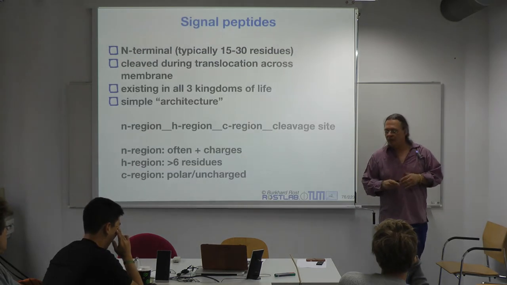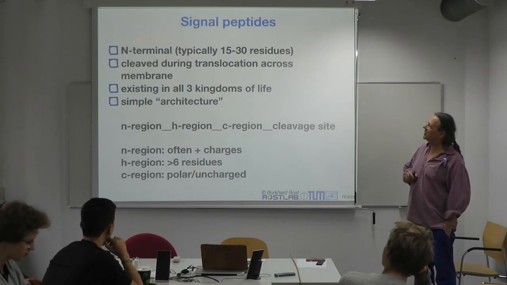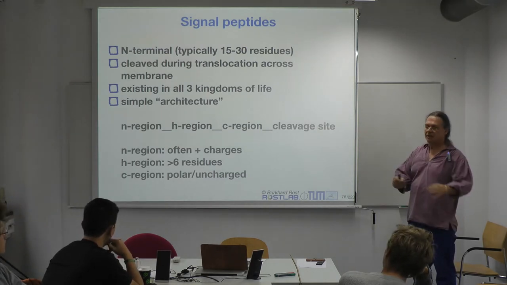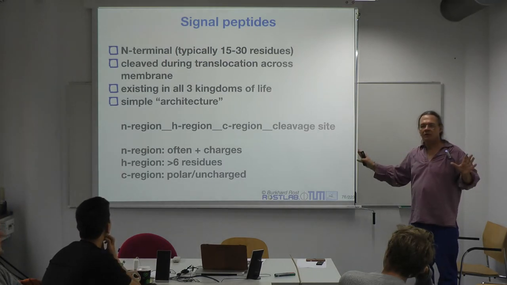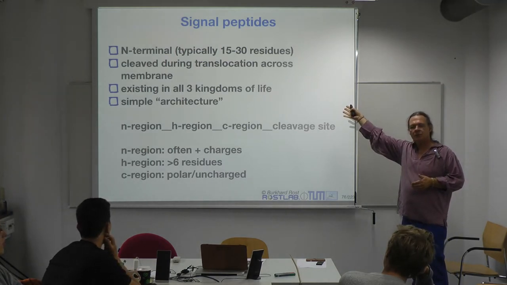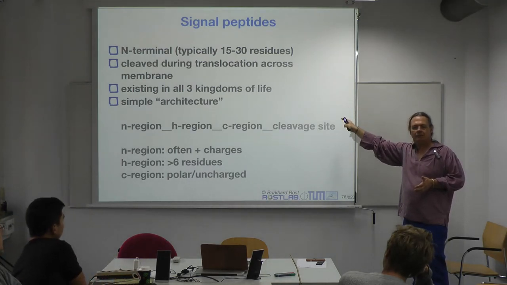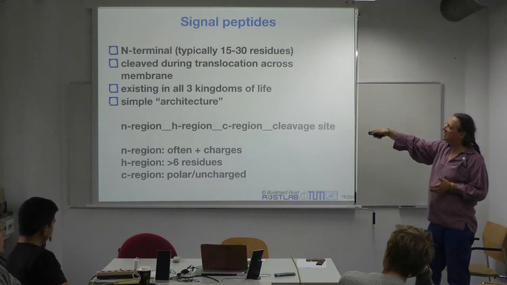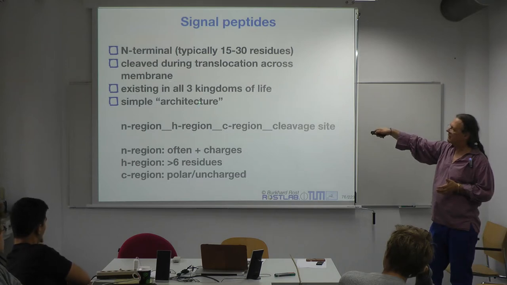So when you have all the data, and that led to these kind of specifications, you see that signal peptides are typically N-terminal, so the beginning of the protein. They're typically 15 to 30 residues long. So collecting the data is you collect a lot of experimental evidence for signal peptides, and then you compare them. And those are things they found. They are cleaved. So this we know. They exist in three kingdoms, and they have a simple architecture.